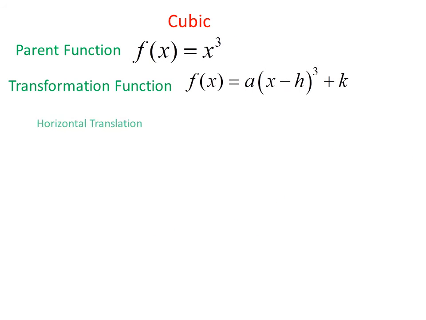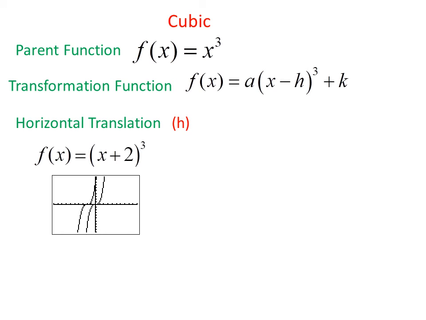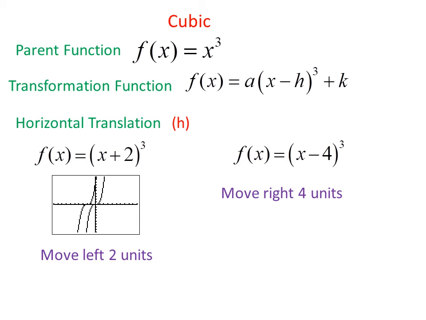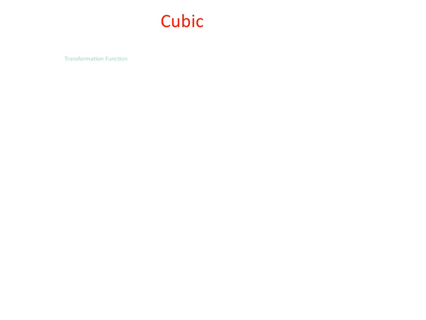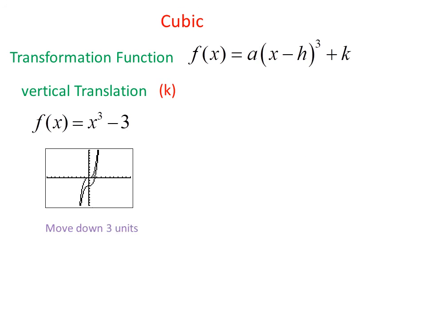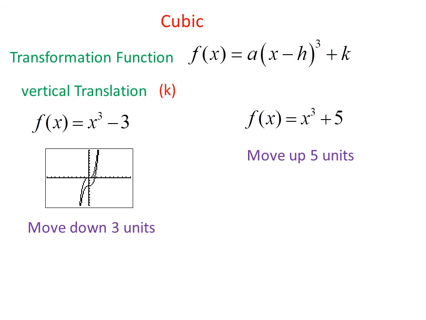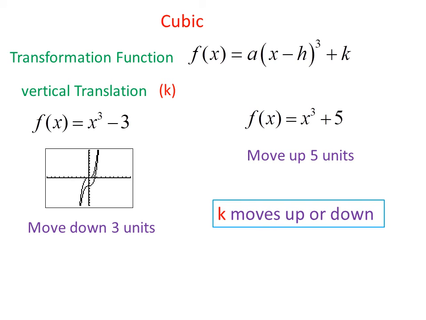So our cubic function, I'm going to go through these pretty quickly, but I just want to make sure we get a chance to look at what they all will look like. Here we've got x plus 2 moving 2 units to the left, or 4 units to the right. So again, h moves us left or right. As we can see here, x cubed minus 3 shifts our entire graph down 3, plus 5 would move us up 5 units. So k is an up or down movement.